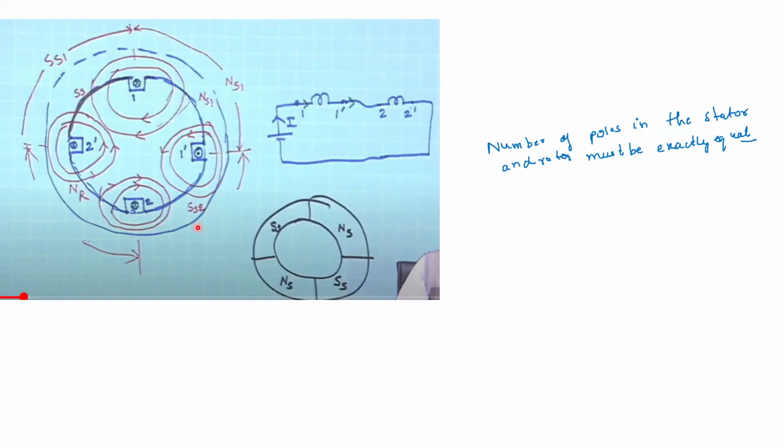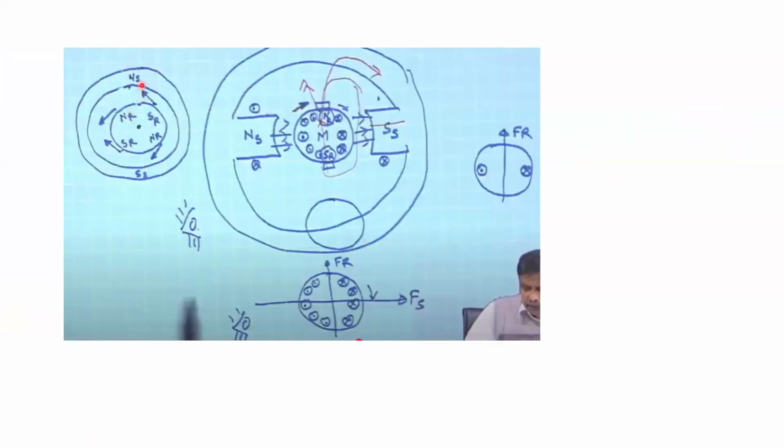But you must remember that the number of poles in the stator and rotor must be exactly equal. Why should it be equal? Let us see here. Here we have the north and south pole in the stator. If you have two poles in the stator but four poles in the rotor, what will happen? This south pole of the rotor will experience force in this direction, because it will get attracted towards this north pole of the stator. This north pole will face repulsion from this north pole of the stator, so it will try to move over here.